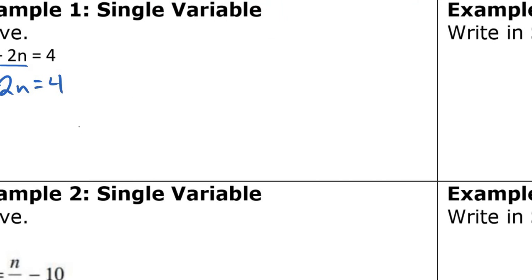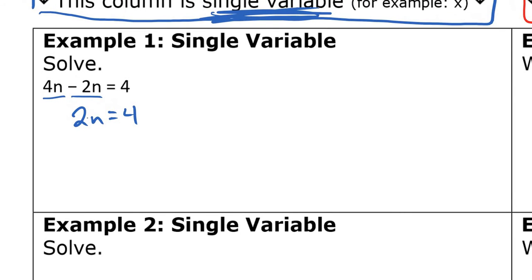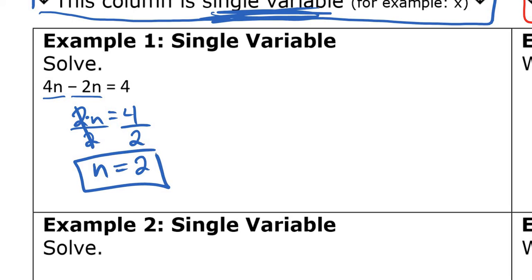Right now, the 2 is currently multiplying times the n, 2 times n. So to get rid of that, to undo multiplication, we have to divide. And if we divide by 2 on one side, we have to divide by 2 on the other to keep the equation balanced. 2 divided by 2 is 1, or just n, 1n, equals 4 divided by 2 is 2. Alright, very simple. Solving for single variables.